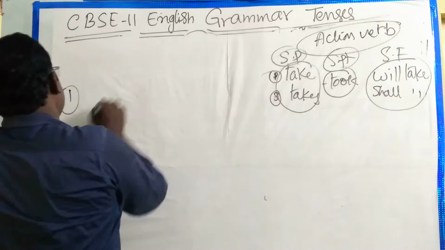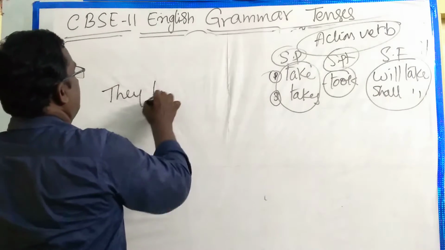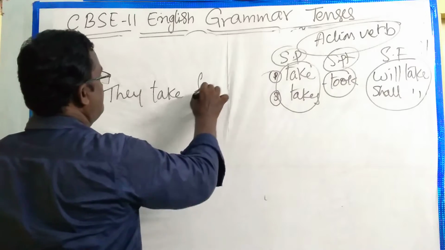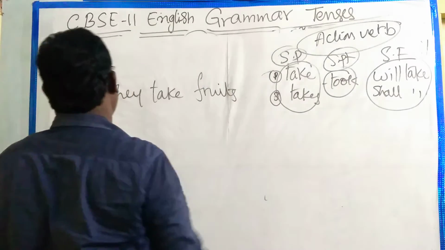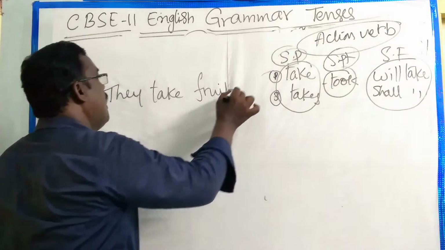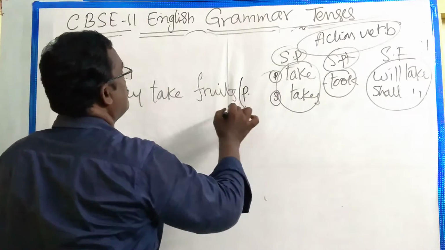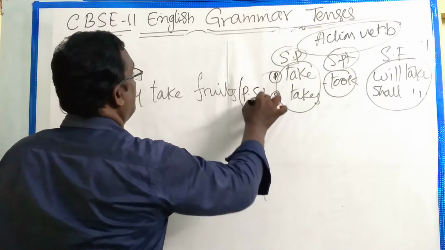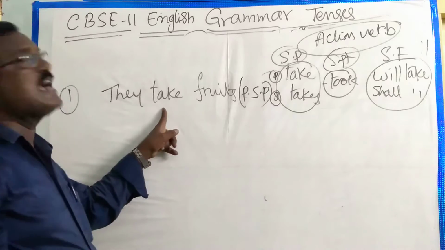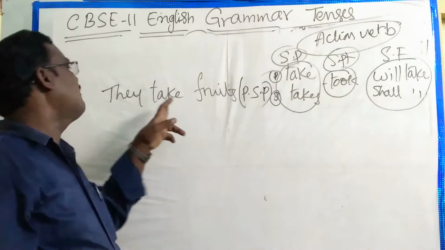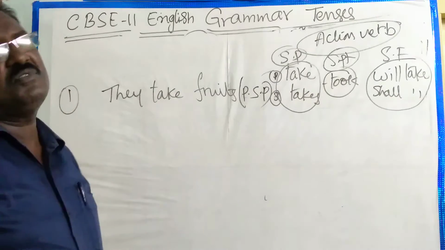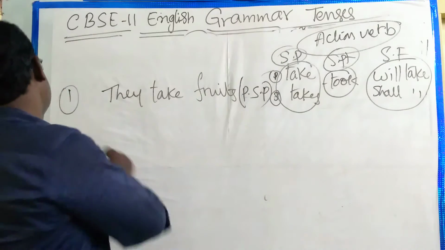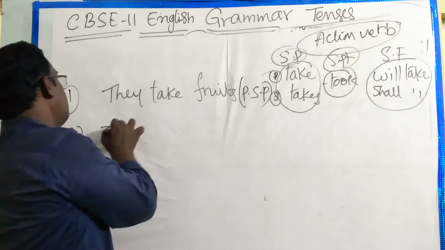Now, they take fruits. This is the positive simple present verb. This is the action verb. They are doing something. What is the work they are doing? They take fruits. That means they eat fruits. That is the sense. Now, negative sentence.